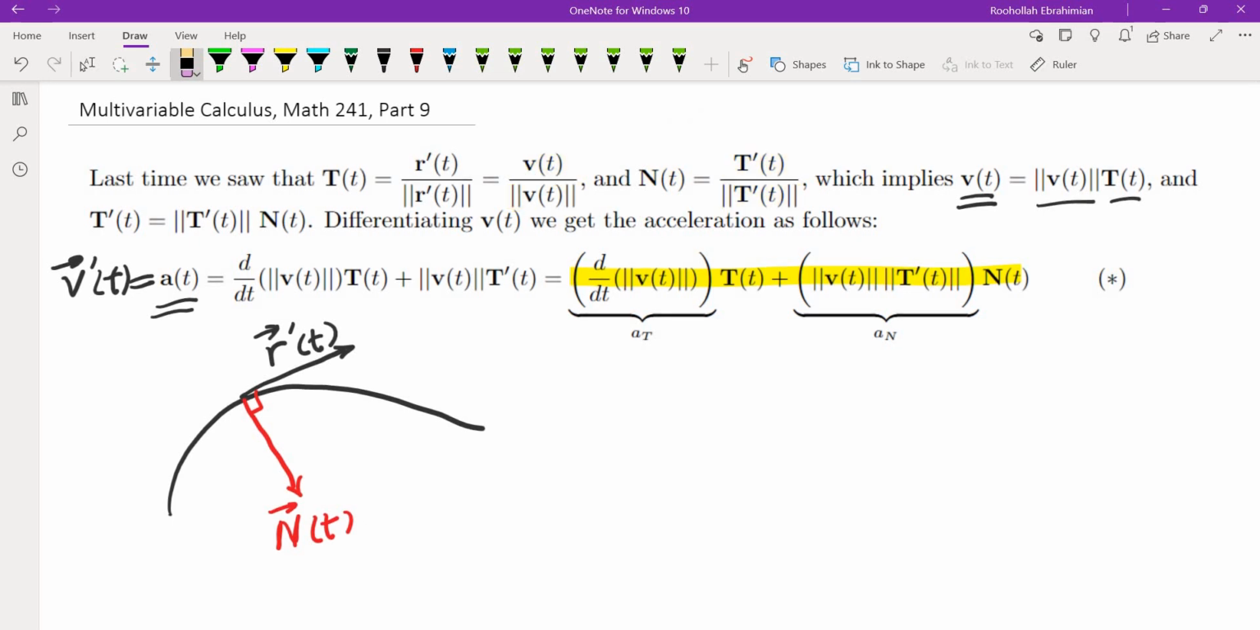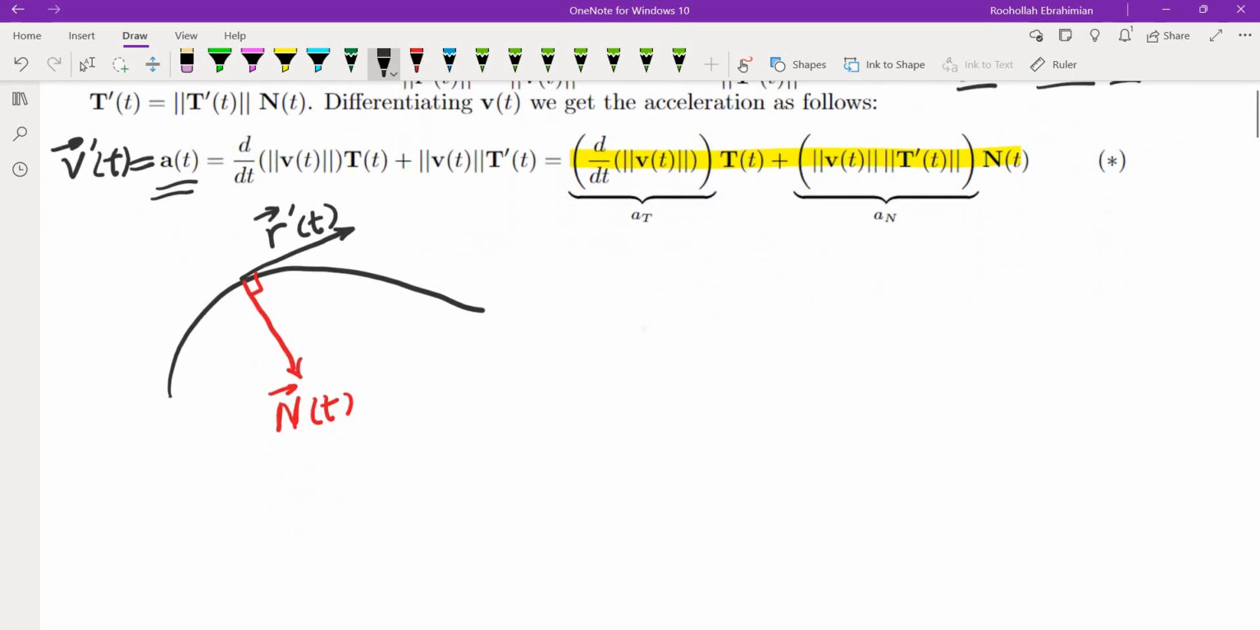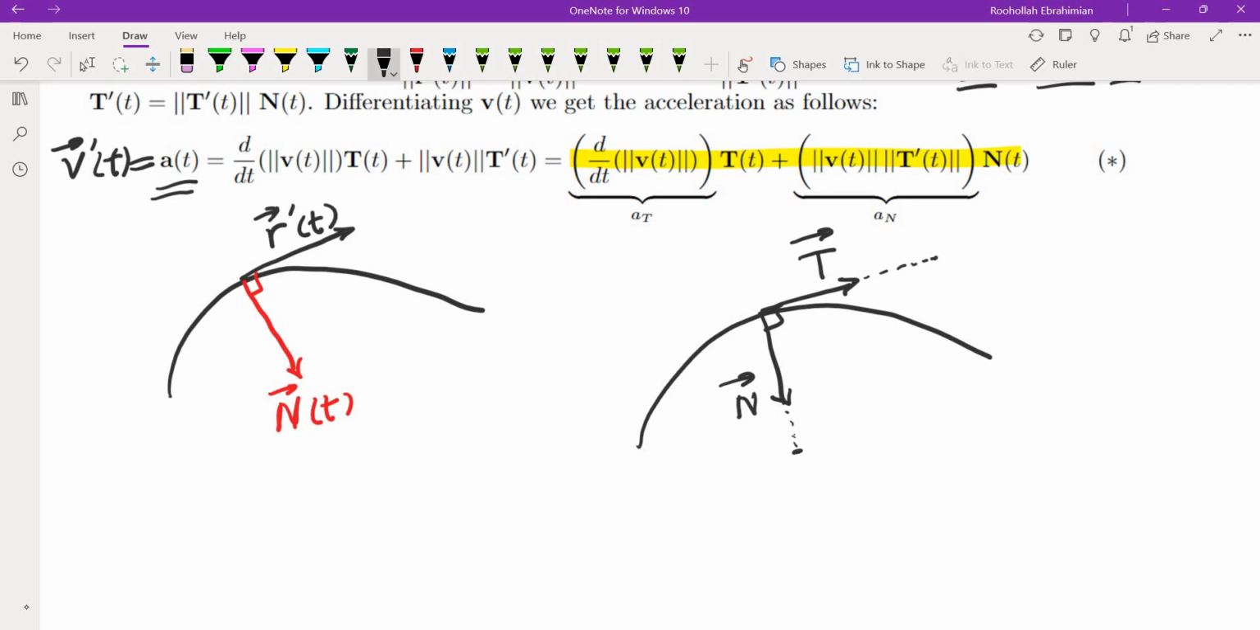Now, what does that tell us? It tells us that if we look at a curve and look at the unit tangent vector, and then the unit normal vector, which is perpendicular to the other one, we can multiply T of t by a scalar and multiply N of t by another scalar, and notice that this a sub n is in fact not negative. If we multiply these two by scalars and add them up, we get the acceleration.